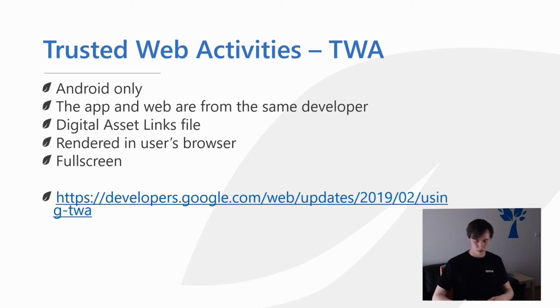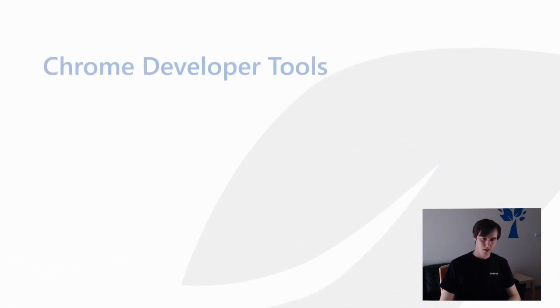So let's see what to do further with your application. This is a link where you can take a look at some way to create the asset links file. It's from Google, so this is their documentation on how to get this done.